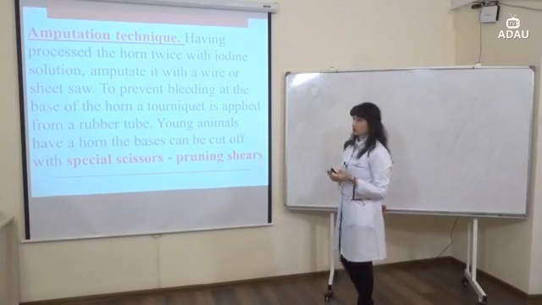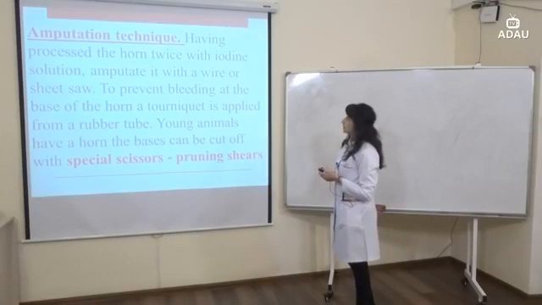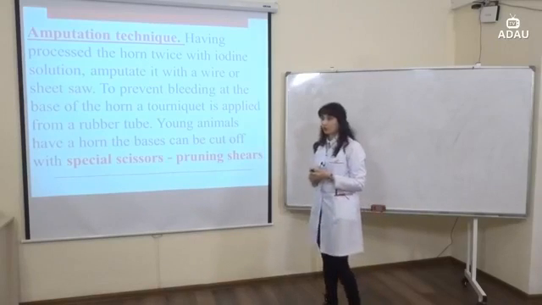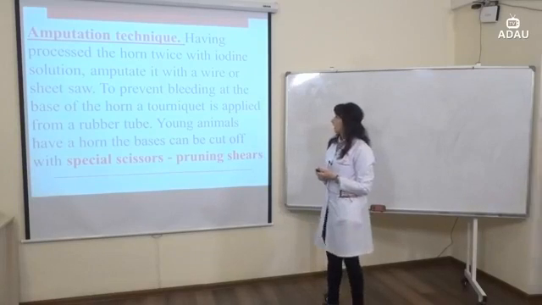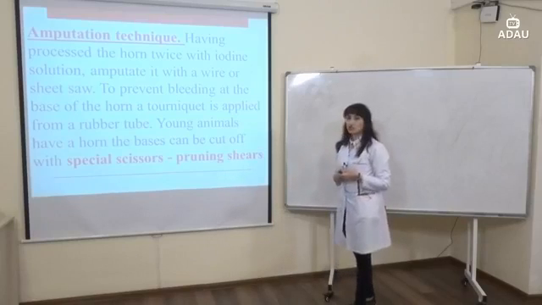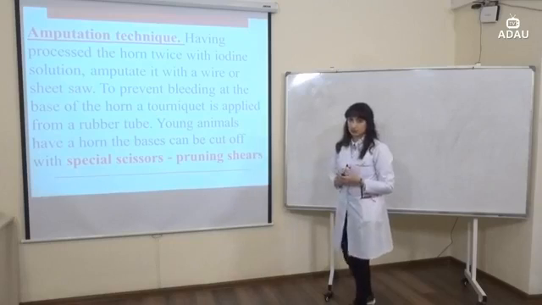Amputation technique: how we should amputate the horns of cattle. Having treated the horn twice with iodine solution before the operation, as disinfection, we should remove it with a wire or sheet saw. These are the tools we should use during this operation.